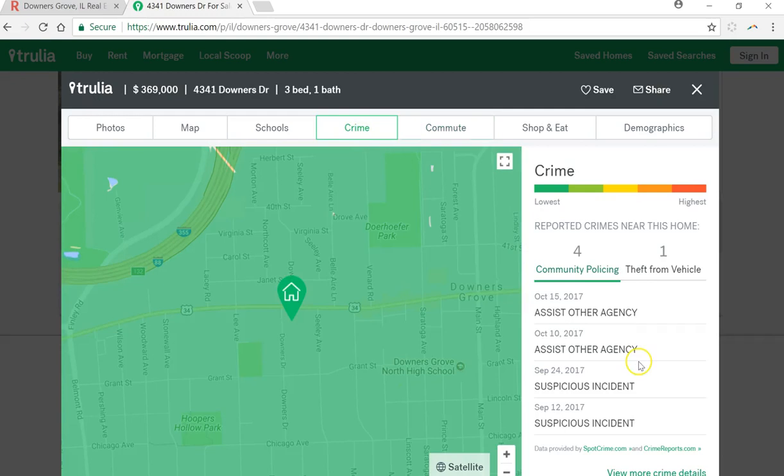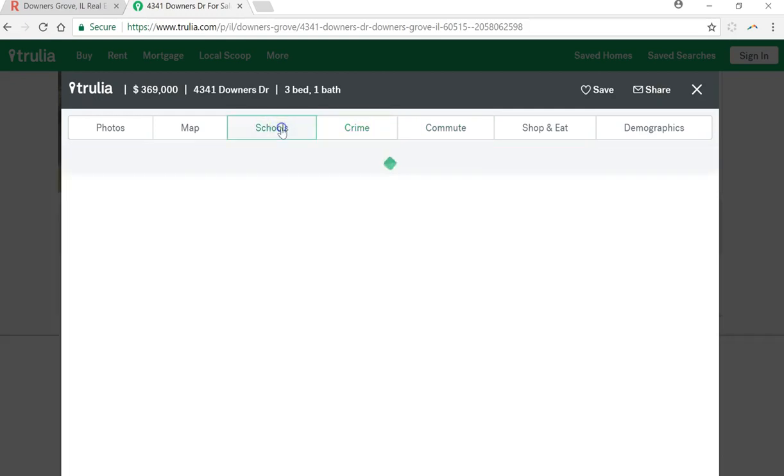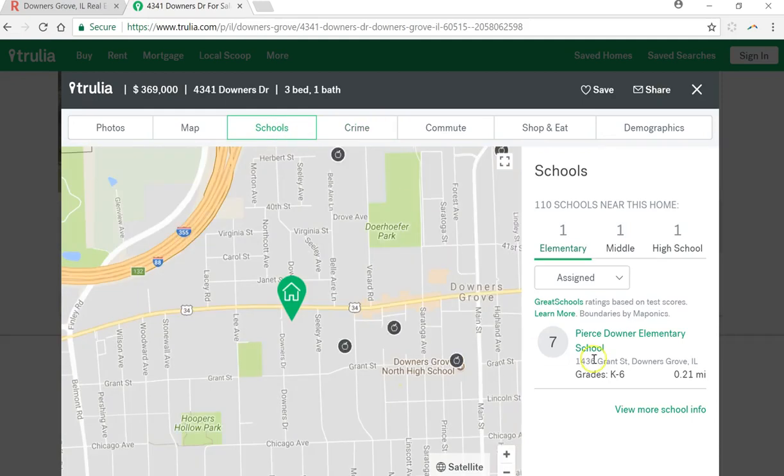Crime in the area is really good to know if you want to know where you want to move or what a good school system is. Also schools. It tells you the schools and where they're ranked. You're looking for high schools. The high school in Downers Grove is 10 out of 10, so that's really, really good.